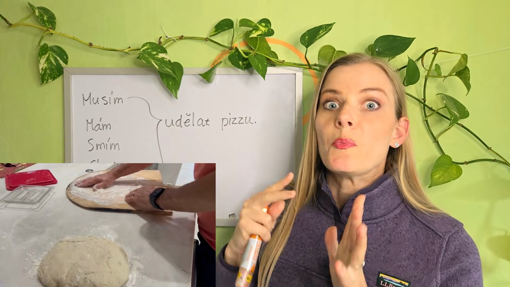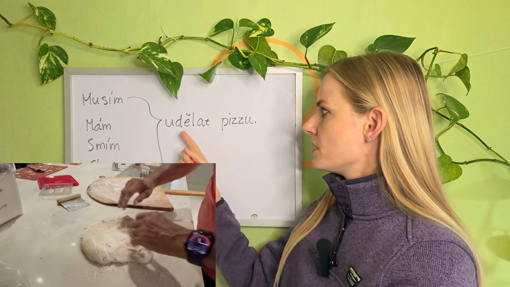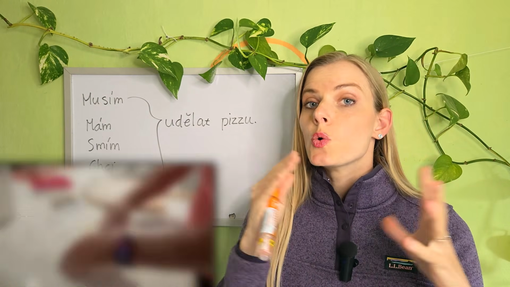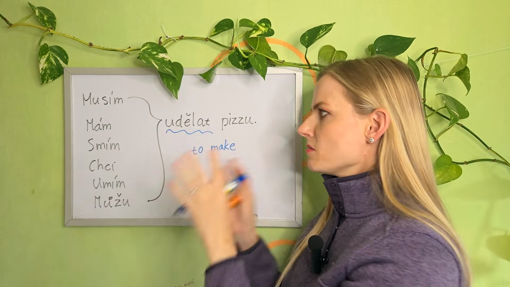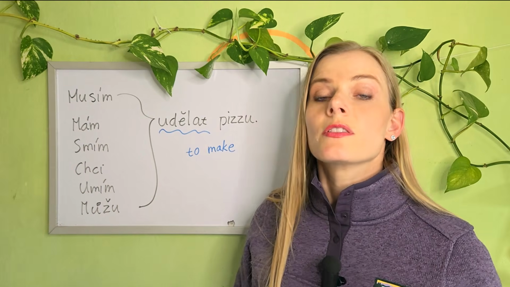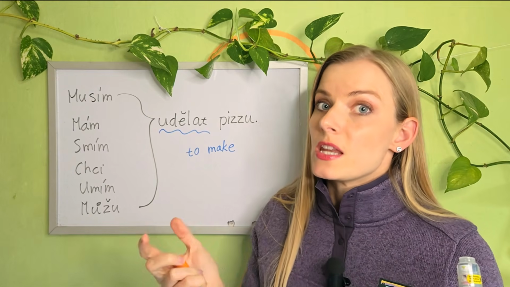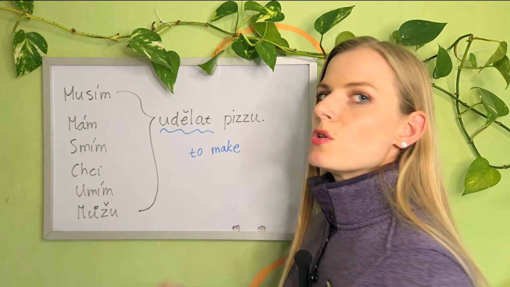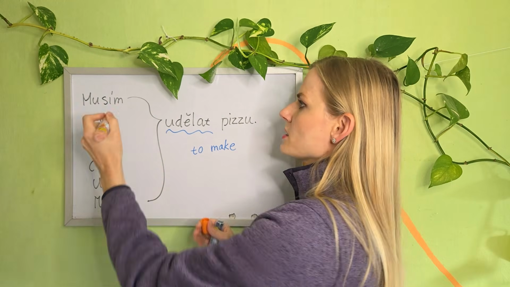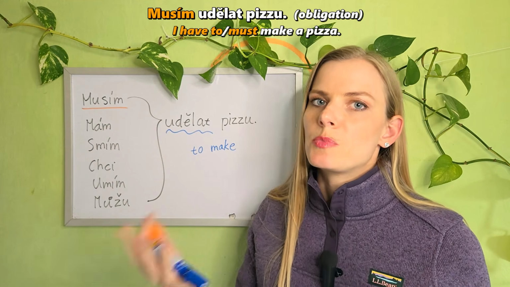Udělat pizzu, to make a pizza. That is the base. You can see that this verb is in the infinitive form. Udělat is to make. To make a pizza. Now, these are the modal verbs. These will moderate the sentence and change the meaning slightly. This will not change. For example, musím udělat pizzu. Musím udělat pizzu means I have to make a pizza.